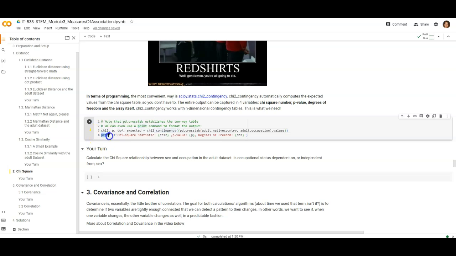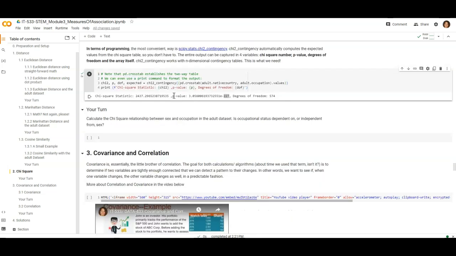Here, we're going to take a look at the chi-square statistic itself as chi2. We're going to look at the p-value, and we're going to look at the degrees of freedom because we can, but really our focus is going to be the p-value. So let's do that. And what we're seeing here is a p-value of, hey, 3.05600. That's a really large p-value, but oh, wait. It ends with E minus 227.